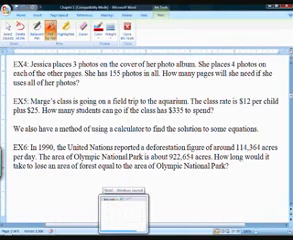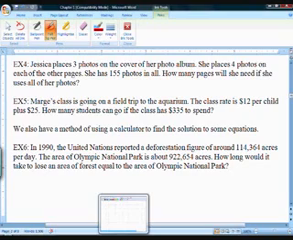Here we go. One more problem. It says, in 1990, the United Nations reported a deforestation figure of around 114,364 acres. Now I'll explain what that means in a second, per day. The area of the Olympic National Park is about 922,654 acres. How long would it take to lose an area of forest equal to the area of the Olympic National Park?